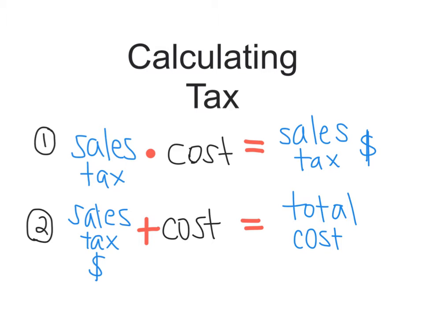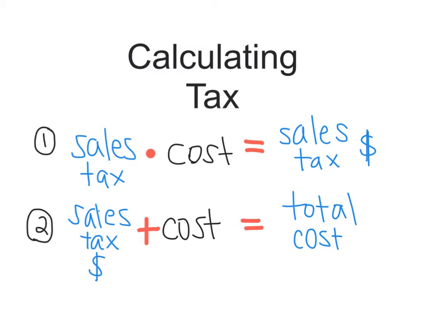In this screencast, we're going to talk about how to calculate tax. Most things are taxed in Pennsylvania, and sales tax in Pennsylvania is 6%. You'll come across different sales tax percents in different states, so we're going to talk about percents and how to change them into a decimal, and then from there how to calculate your tax.